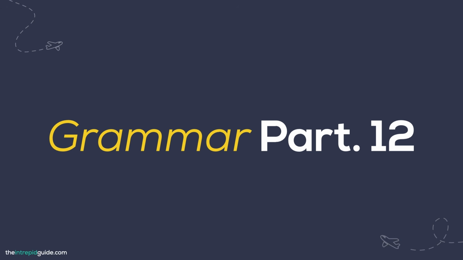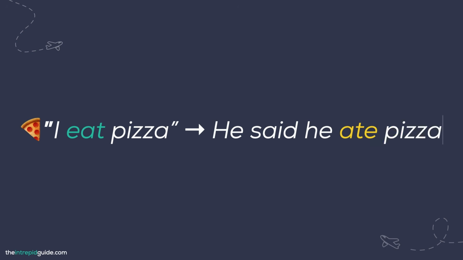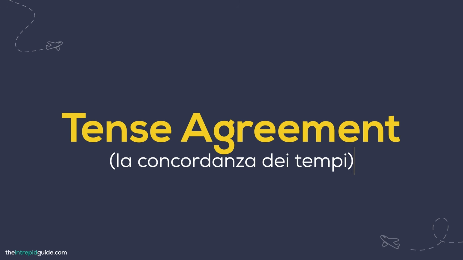This next part of Italian grammar is so hard that even native Italians get it wrong, but without it, you'll never truly be fluent. Now in English, when you report what someone else has said, the tenses shift in a fairly simple way. I eat pizza becomes he said he ate pizza. In Italian, you have to match every tense in the original sentence to a corresponding tense in the reported version. And the rules are very unforgiving. I'm talking about la concordanza dei tempi, tense agreement in reported speech.